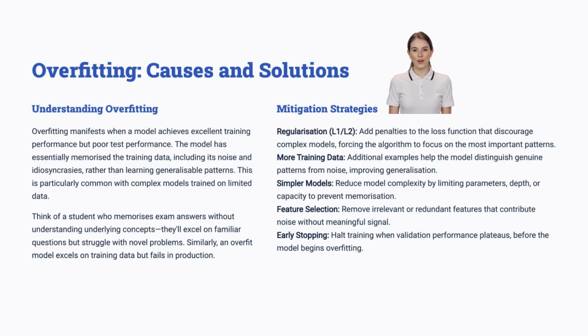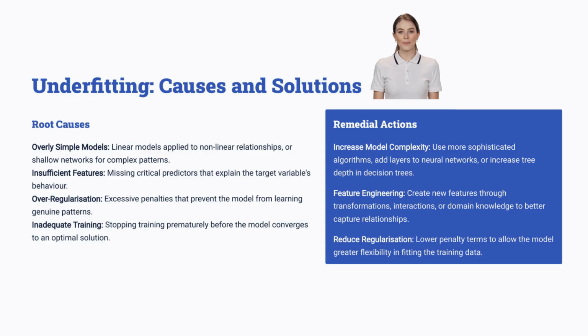Overfitting occurs when a model performs well on training data but poorly on test data, memorizing noise instead of learning patterns. Mitigation includes regularization to penalize complexity, adding more training data, simplifying models, selecting relevant features, and early stopping to prevent overfitting. Underfitting occurs when models are too simple, lacking the capacity to capture complex patterns.